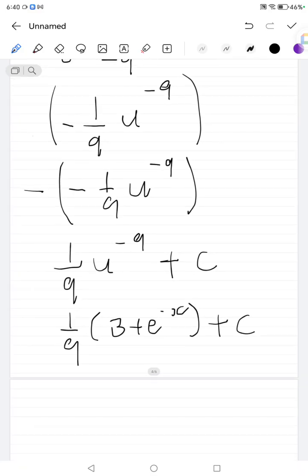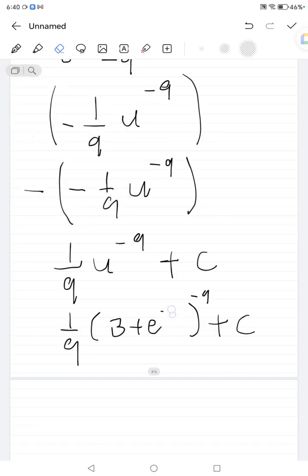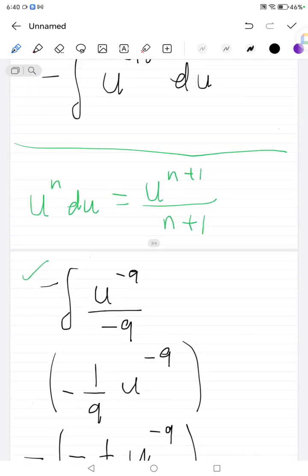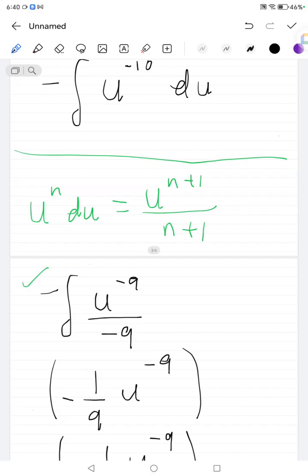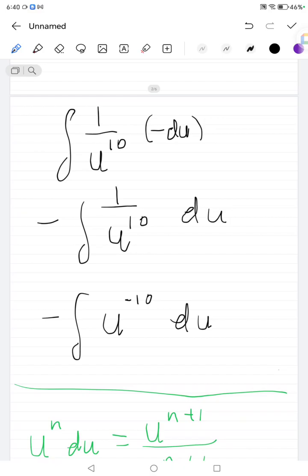Minus 9. I think I'm wrong, but I don't know. I did. You did what? Hello. Yeah, I can hear you. I did learn off the u over 10. Like u to the power of 10, I mean. Let me check. On which one? This one, the one that we're doing now.